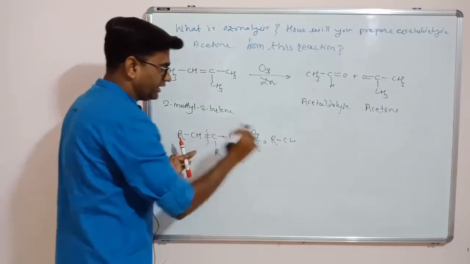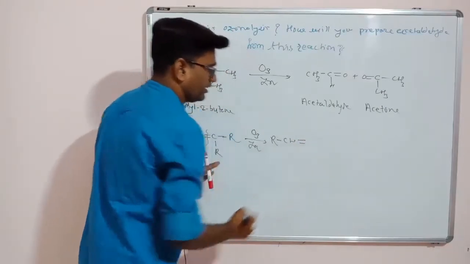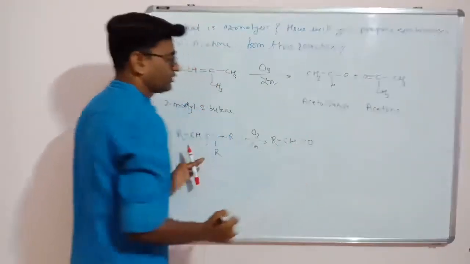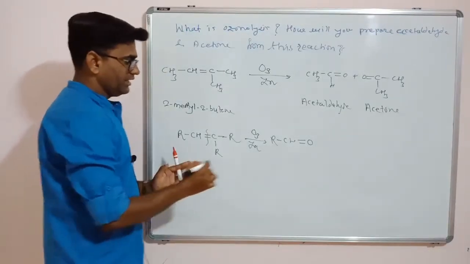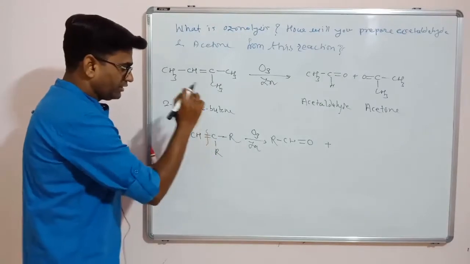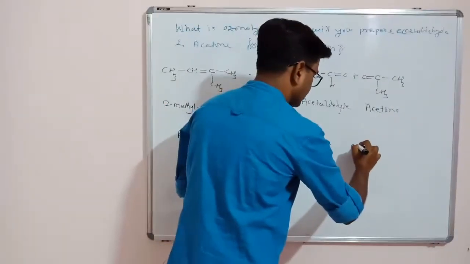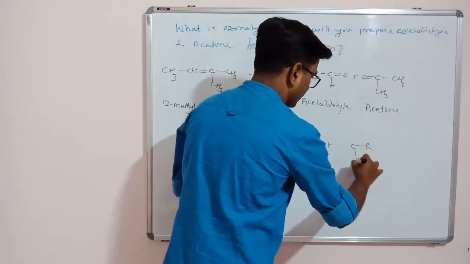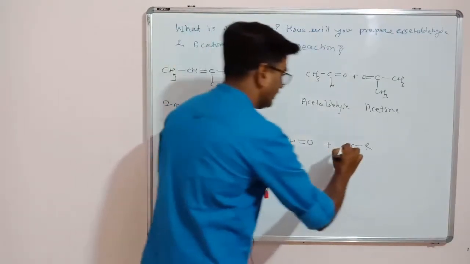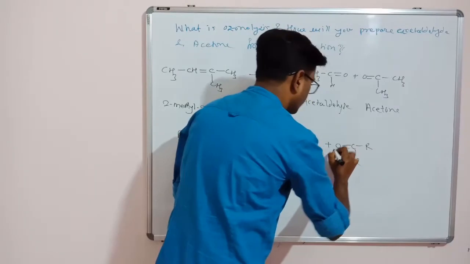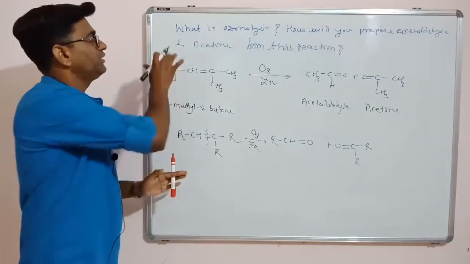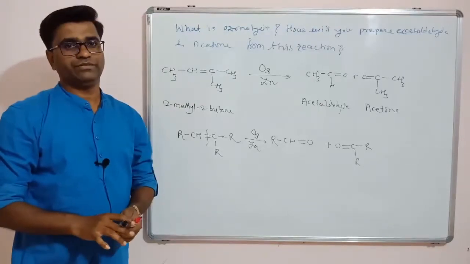Then you have to write this double bond also. Just instead of carbon, write down the oxygen. Then the second product: you have to write this skeleton as it is, R, and just instead of the carbon double bond carbon, you have to write carbon double bond oxygen. And these are the two products which are formed after the ozonolysis reaction.